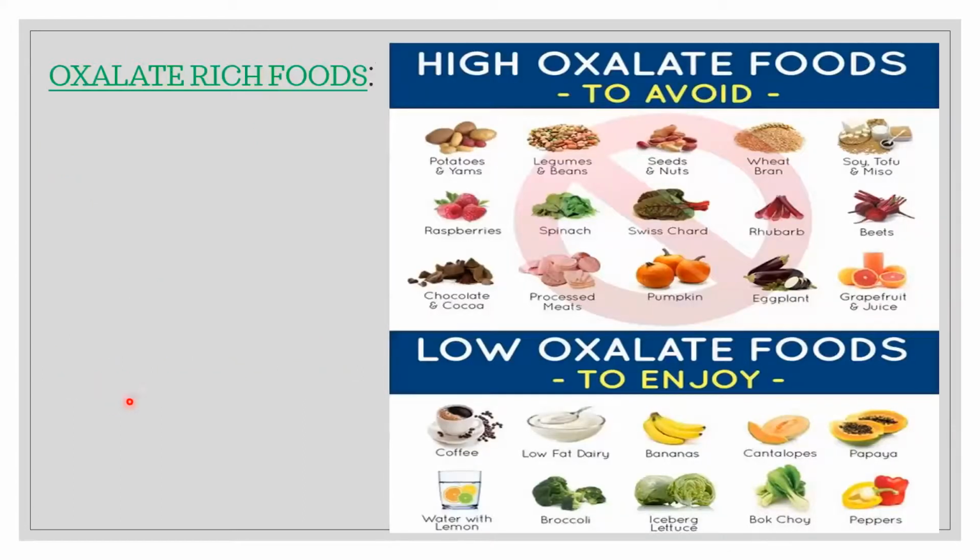These are the oxalate-rich foods, which should be avoided: potatoes, raspberries, spinach, chocolate and cocoa, processed meat, even seeds and nuts, and wheat. The low oxalate foods are coffee, even lemon, water with lemon, bananas, broccoli, even peppers and papaya. These are low oxalate foods.